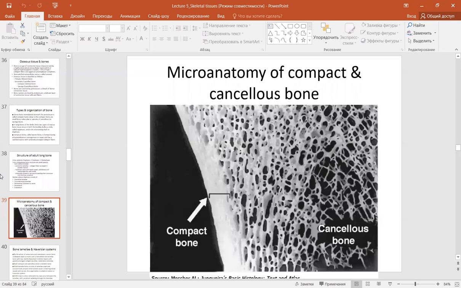Here you have the small magnification representation of the compact bone and spongy bone or cancellous bone, consisting of bony spicules and bony trabeculae, forming the framework, forming the supporting elements for the developing bone, for the functioning bone marrow in the spongy bone of flat and of the long bones.